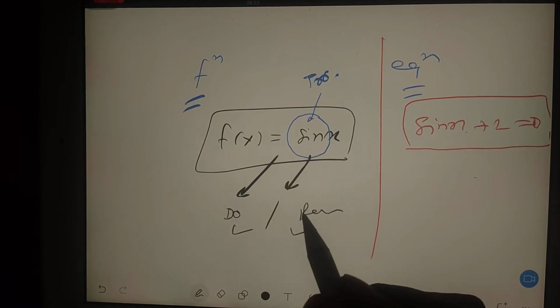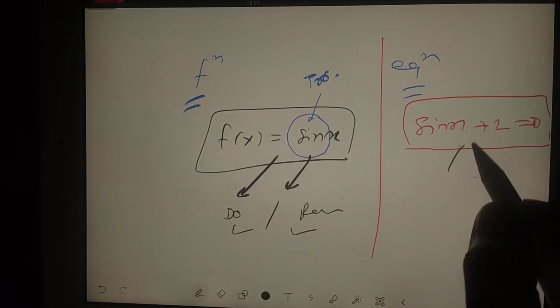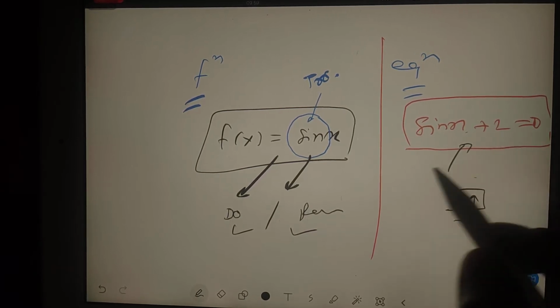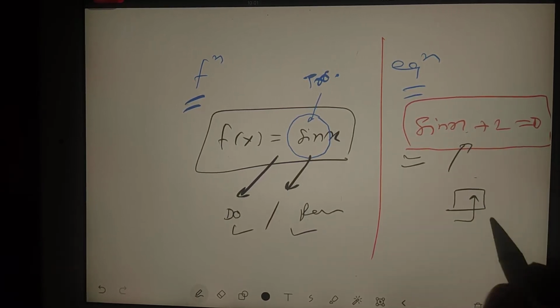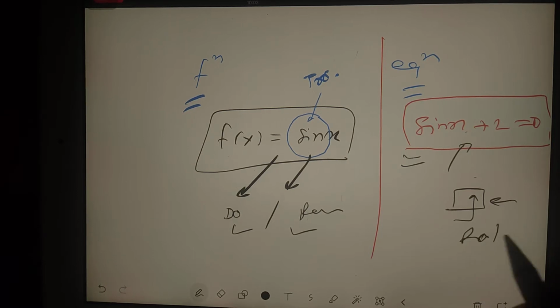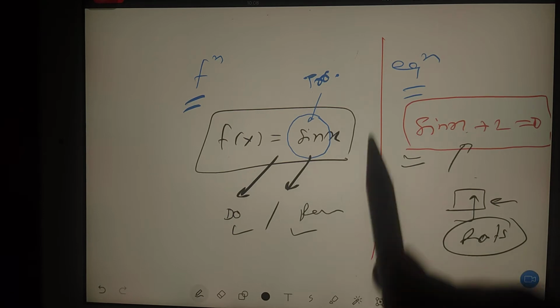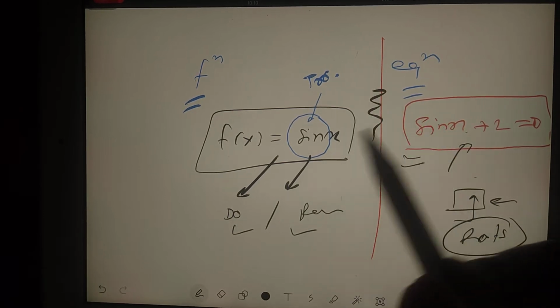Domain and range are defined for a particular function. In the case of an equation, you will have some set of values which will satisfy the equation. Those values we call roots. So this is the difference between equation and function. Anyway, we'll go ahead.